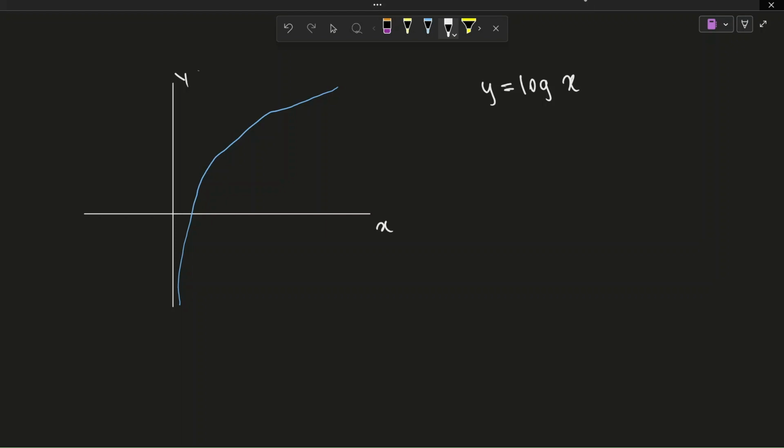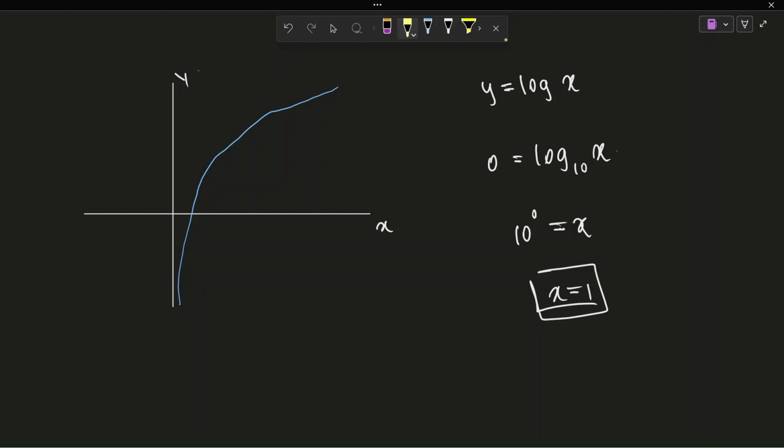Okay, so let's try to find out what our intersection point is. To do that, we know that our y should be equal to 0, and that's going to give us 0 equals log x to the base 10. I'm going to convert this quickly using what we learned before. Therefore, 10 to the power 0 is equal to x, and x is equal to 1. So when y equals 0, x equals 1. Therefore, the coordinates of our intersection point right here are (1, 0). Done.